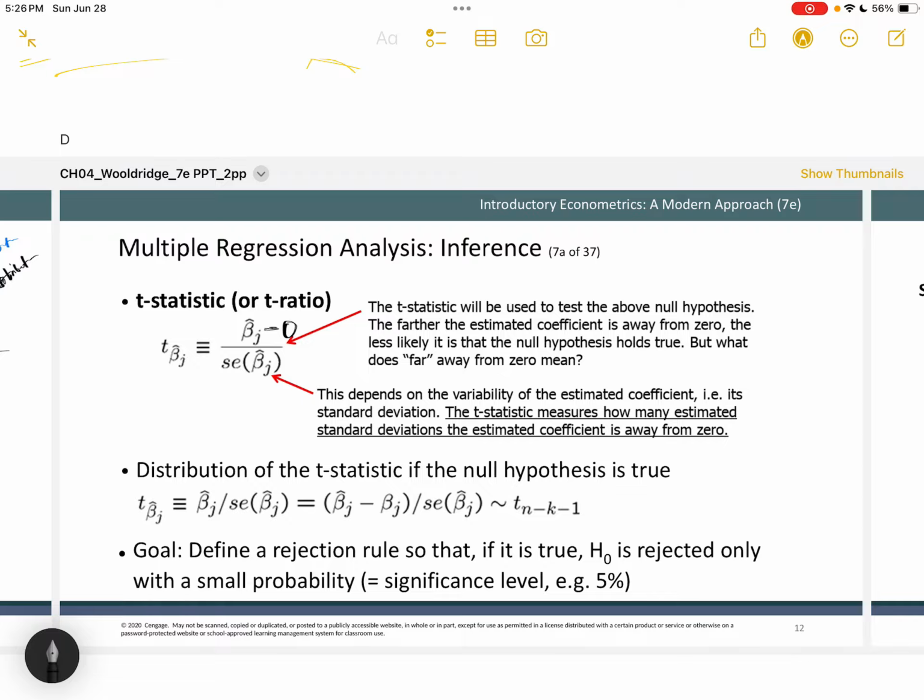And so what's the interpretation? Well, the t statistic or the t ratio measures how many standard deviations the estimated coefficient is away from the hypothesized value. In this case, the hypothesized value is 0. All right.